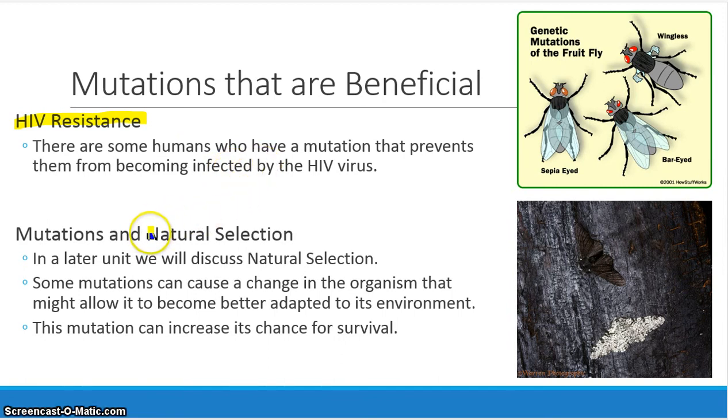Also, by the time we get to a later unit over genetics, we'll talk about something called natural selection, and we'll talk about how some organisms can have minor mutations that cause changes that allow them to adapt to their environment. If they adapt to their environment a little bit better, that can increase that organism's chance for survival, and so we would consider those a favorable mutation.